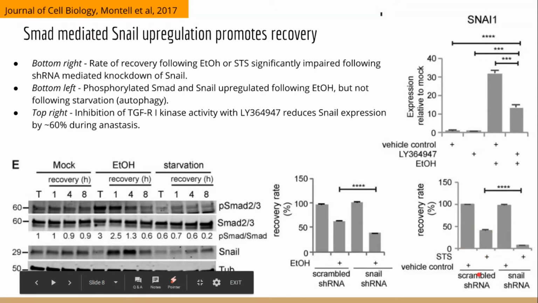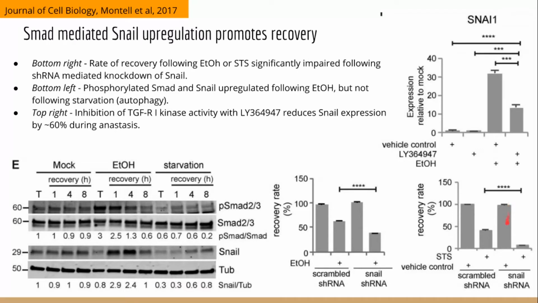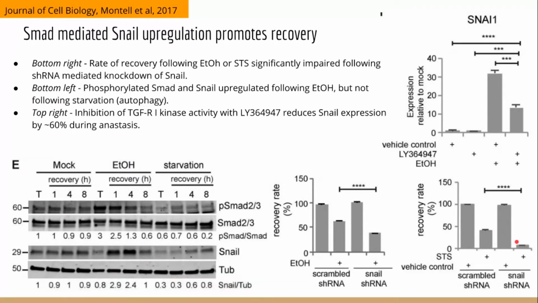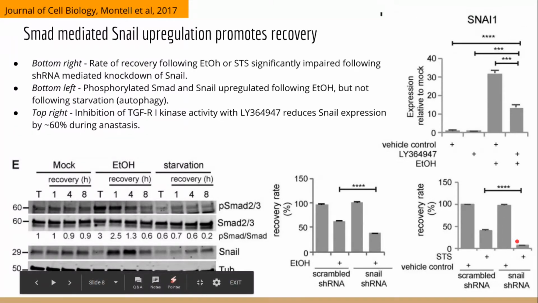They have a scrambled shRNA control, and we see that STS treatment induces recovery in about 50% of cells. This is under normal conditions. When you add snail shRNA, we see 100% of cells surviving normally. Not surprising, there's no apoptotic induction right here. But when you induce apoptosis, only roughly 5 or 10% of cells survive. So the recovery rate drops from 50% to 5 to 10%. The presence of snail is very critical to the process of recovery in anastatic cells. We see a similar phenomenon with ETOH-induced apoptosis. It drops from around 60% to around 40%, and it's significant to a very high degree.